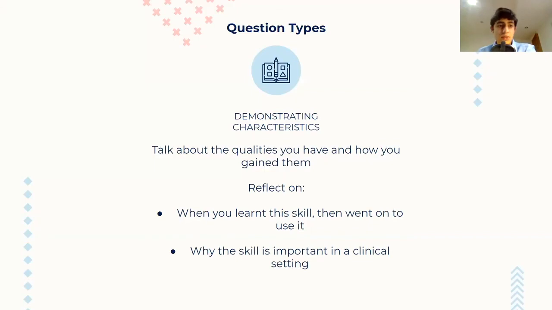So in this section, we've focused on a few different question types, but the techniques that we've taught you here can actually be applied to a lot of the different questions, most questions that you might come across in medical and dental school interviews.